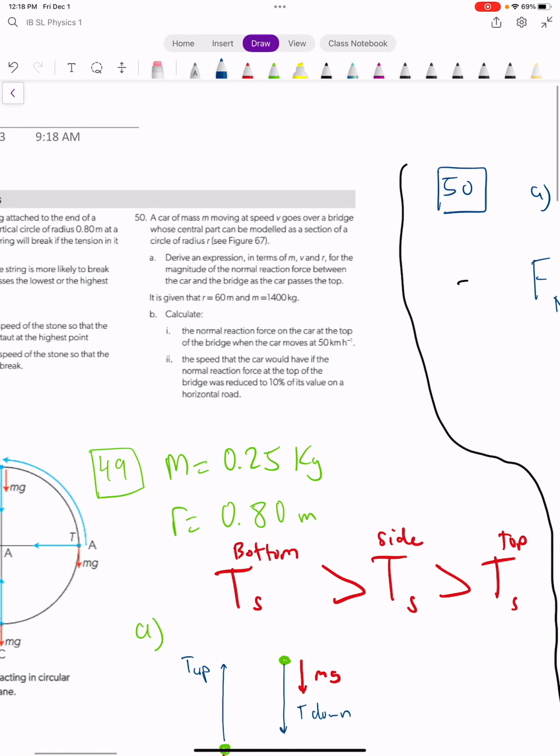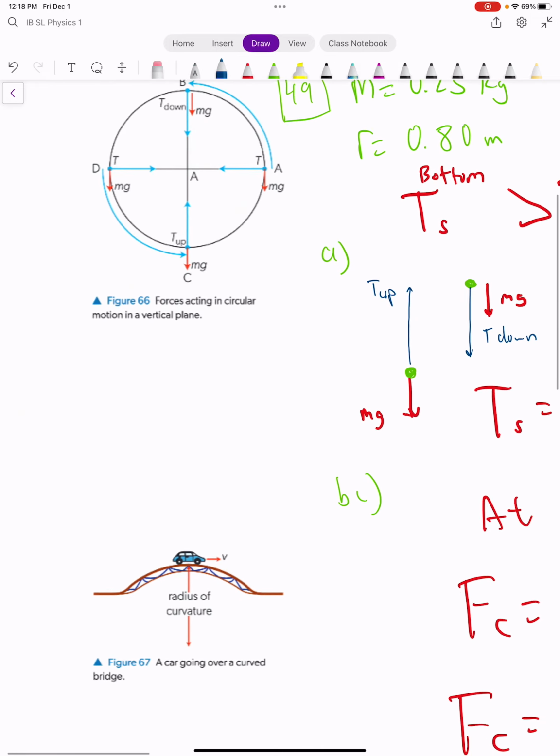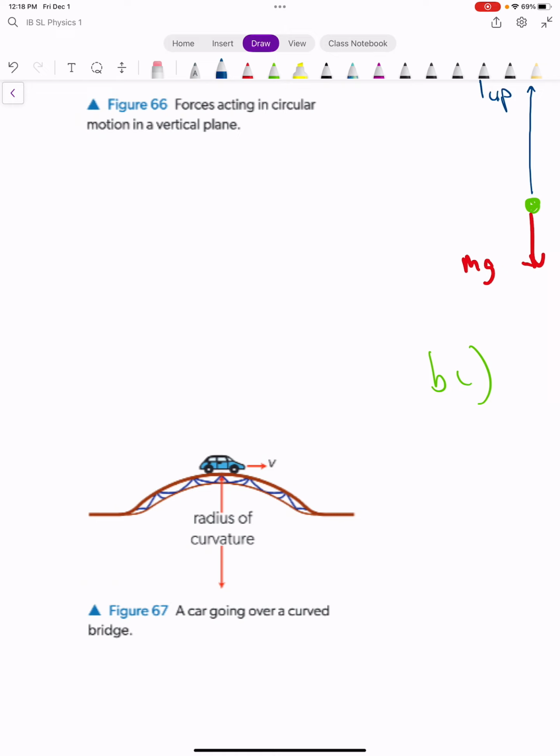The next question, number 50. A car of mass m is going over a hill. Create an expression in terms of m, v, and r that describes the normal force. So here's the picture. Now the picture is interesting.